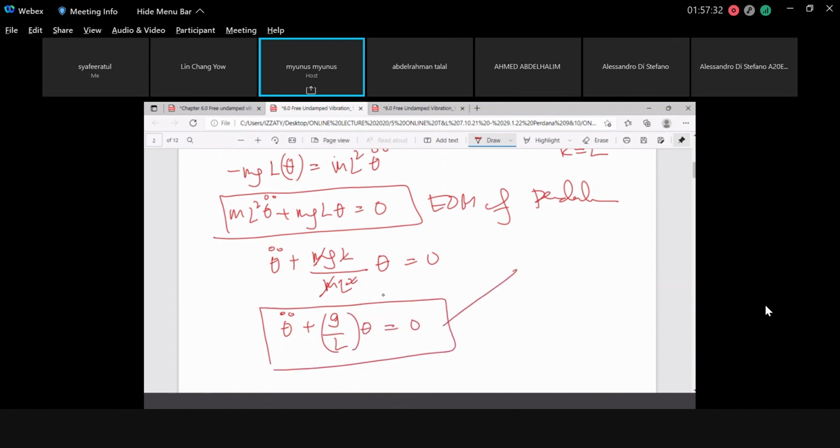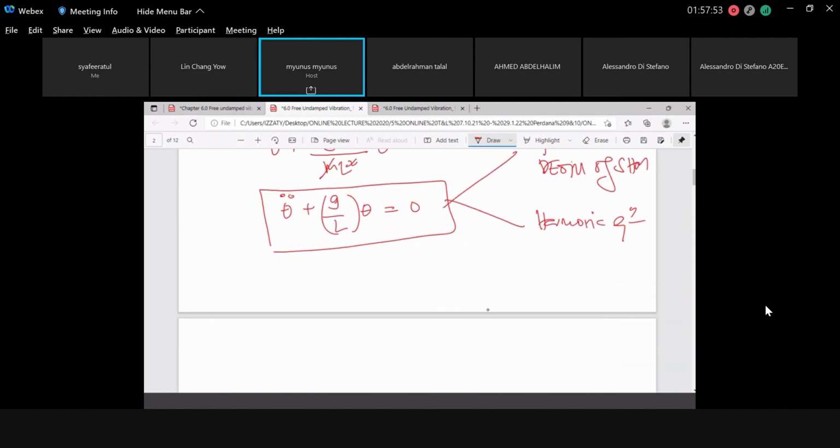Then you have two methods. One will be to equate with the differential equation of motion of simple harmonic motion. The other one is with the harmonic equation. I'm going to use the first one.